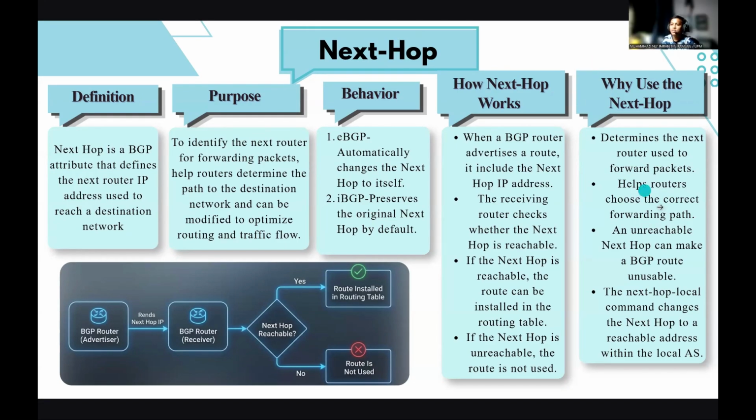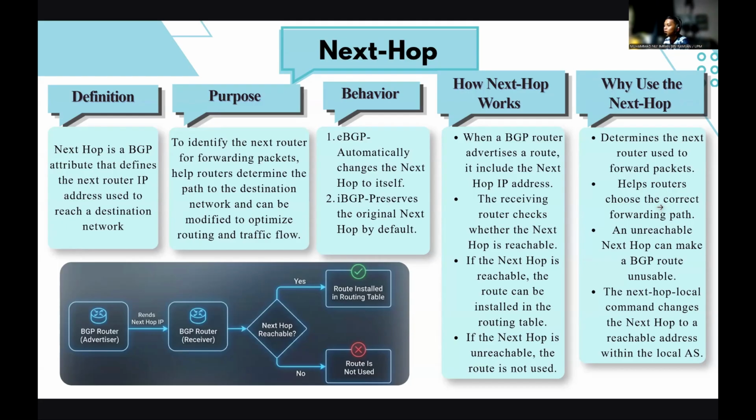Okay, so we go to the next attribute, which is the BGP next hop. So what is the BGP next hop? Next hop is a BGP attribute that defines the next router IP address used to reach a destination network. So what is the purpose of this? This is to identify the next router to forward the packet, help routers to determine the path of the destination network, and it can be modified to optimize the routing and traffic flow.